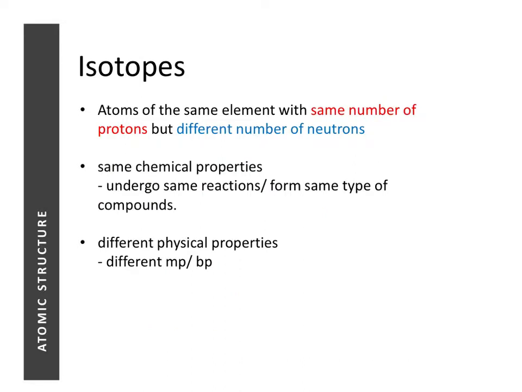So as mentioned in the last slide, isotopes have the same chemical properties, meaning they undergo the same reactions or they form the same type of compounds. The reason for that is because they have the same number of valence electrons. What are valence electrons? We're going to learn them in the next slide. But they have different physical properties. Why? It is because they have different masses, and physical properties are influenced by the masses of the atoms.